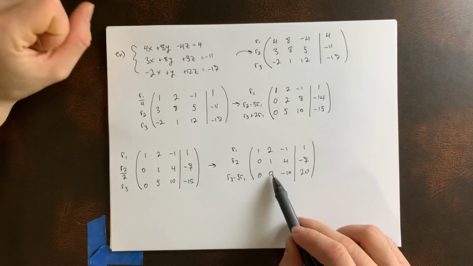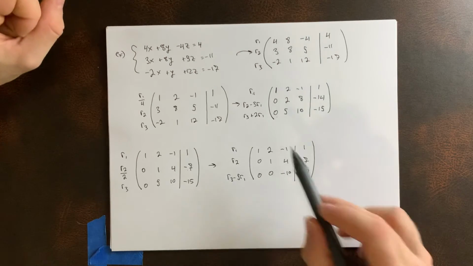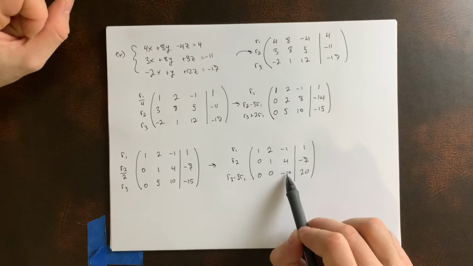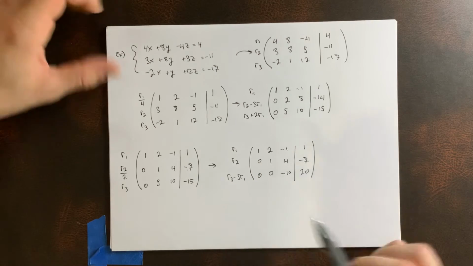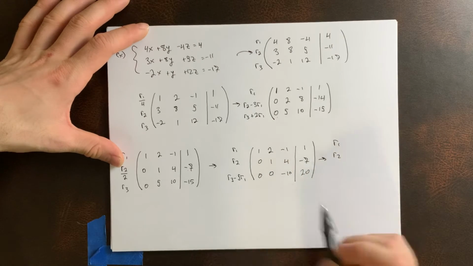So you remember we made this a 1, everything beneath it is 0. Now, remember how we kept moving down the diagonal? So we're going to move down the diagonal one more time. So now we're going to make this a 1. So that's going to be easy to do. We'll keep row 1 the same, row 2 the same, and just divide this whole row by negative 10.